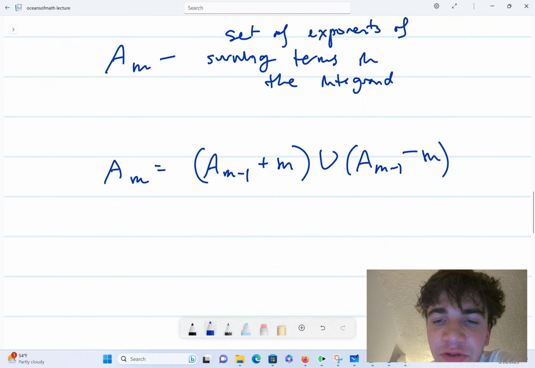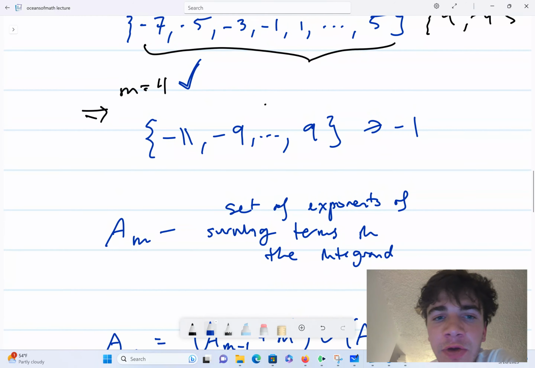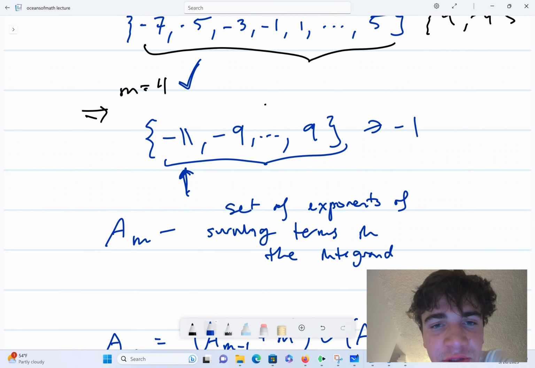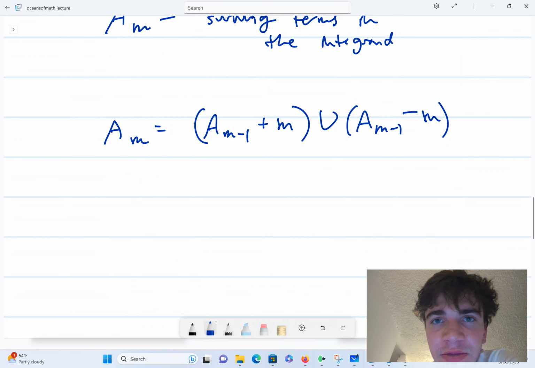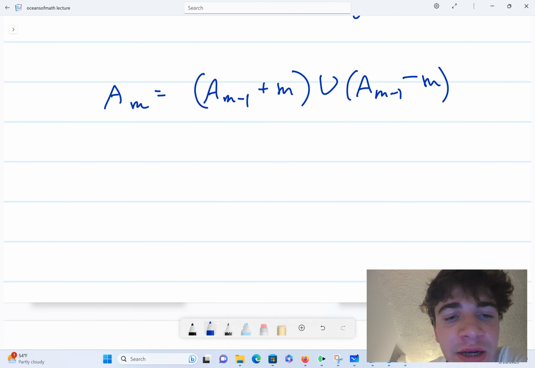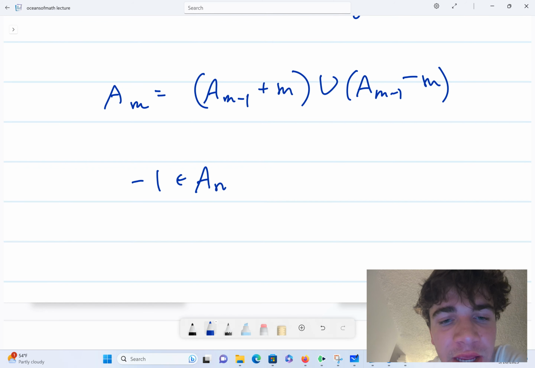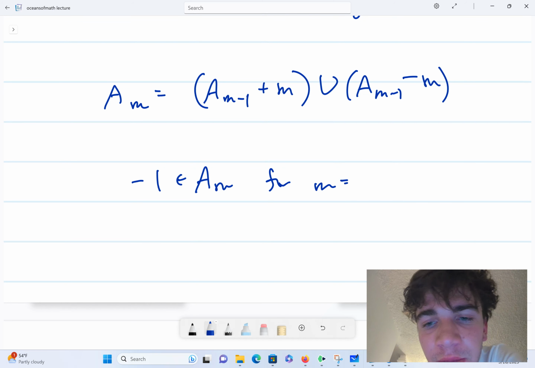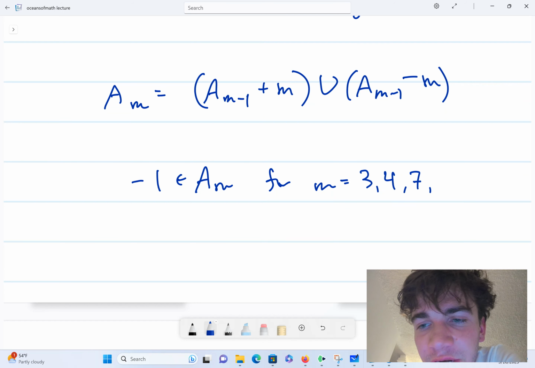You just start adding odd and even numbers, and you kind of see a pattern. You want this set to be all odd numbers. Once I add and subtract 5 to this set, it's going to become even. Adding and subtracting 6, it'll stay even. Once I add and subtract 7, it'll become odd again, and adding and subtracting 8, it'll stay odd. And then it'll go back to even. Every time that it's odd, we're going to have a -1 in that set. And so -1 is within A_m for m equal to 3, 4, 7, and 8.